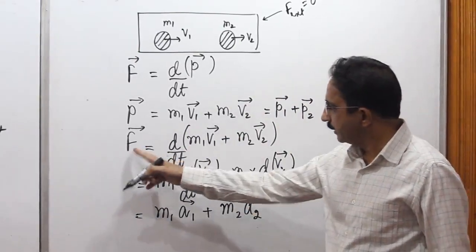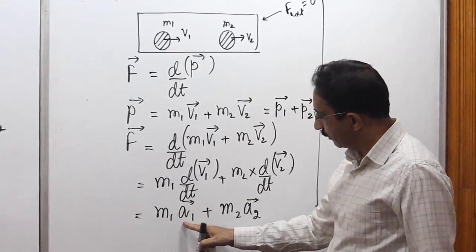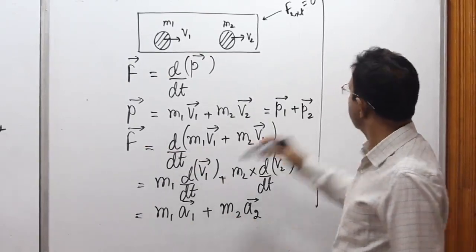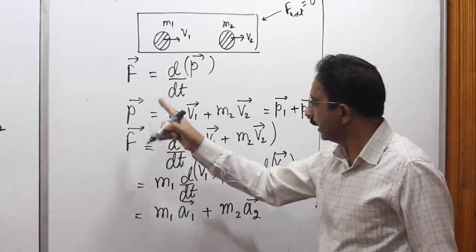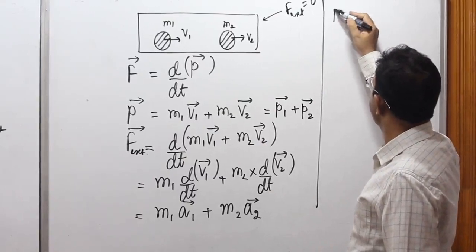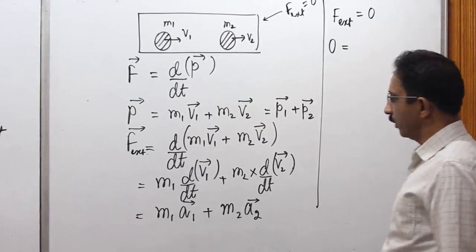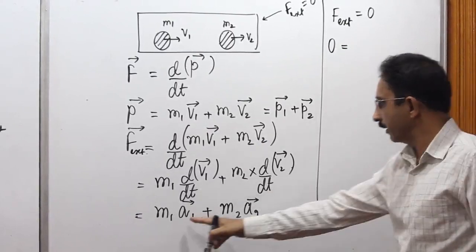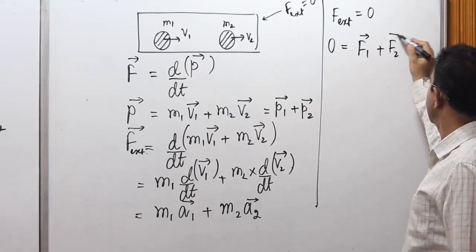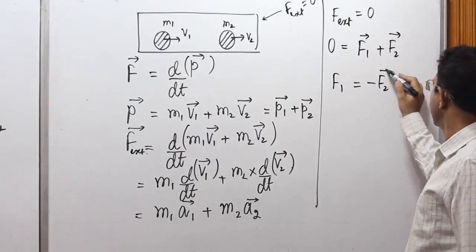So if I now say that this F which is equal to 0, so ये force body 1 पर act कर रहा है, ये body 2 पर act कर रहा है, तो when I say that this outside force, the external force, is equal to 0, so I have F external equal to 0, which means 0 is equal to m1 a1 plus m2 a2, or I call this as F1 plus F2 equal to 0, and this becomes F1 equal to minus F2.